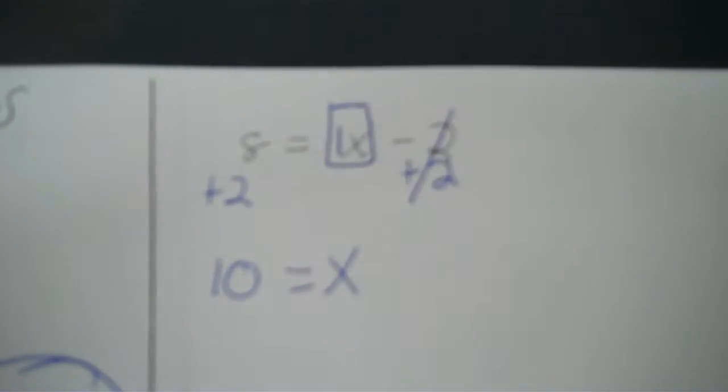Next one, 8 equals x minus 2. I need to find what the x equals. It's smart, and you'll see why later on, to put a 1 in front of your x and put a box around it. This time I have a 2 that's being subtracted. The opposite of subtracting 2 is to add 2. So negative 2 plus 2 is 0, and then I add 2 to the other side. So that's going to be 10, and that's going to be x. So x equals 10.